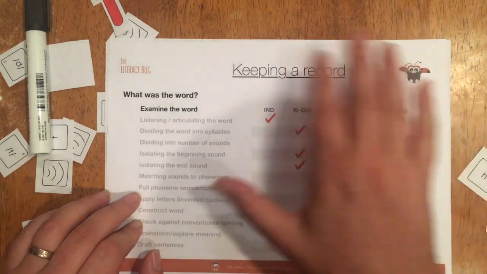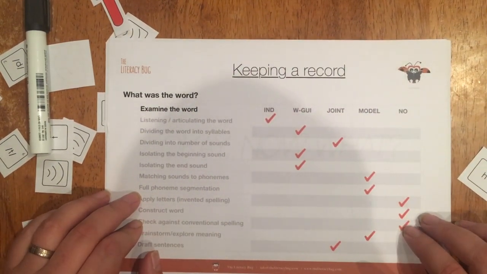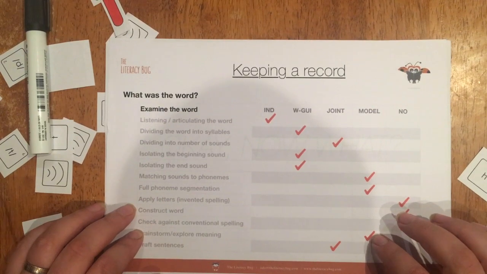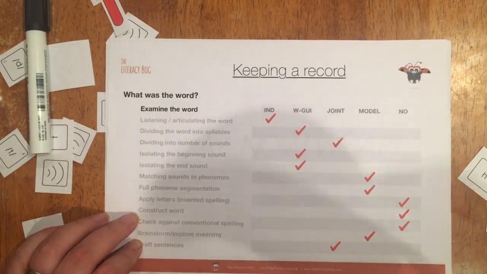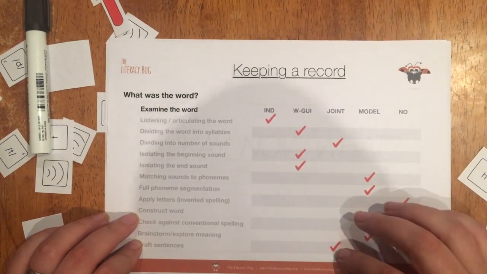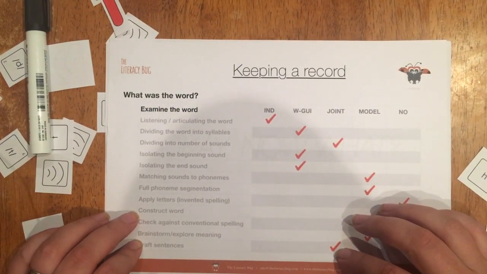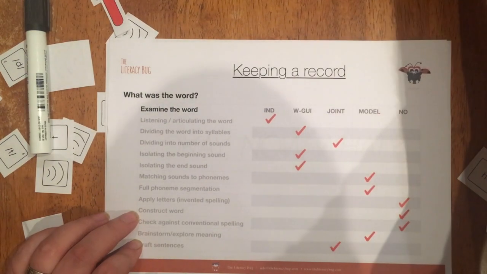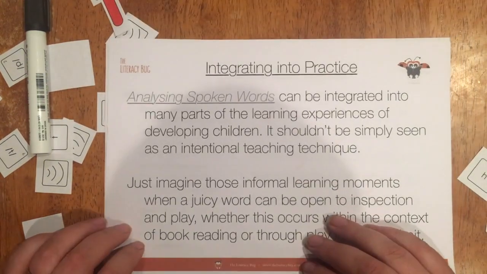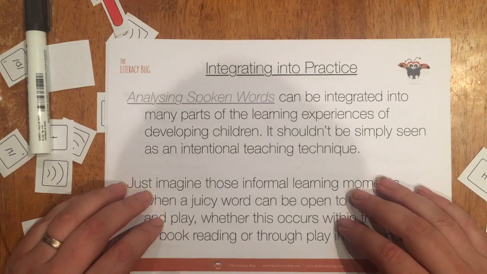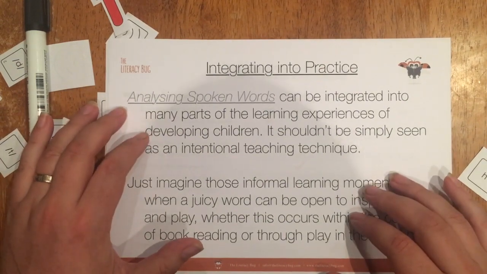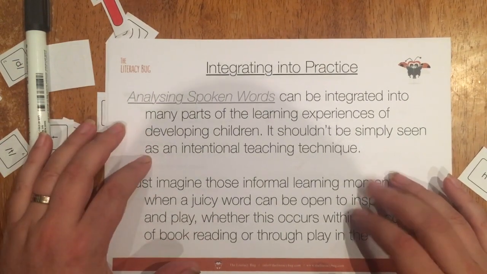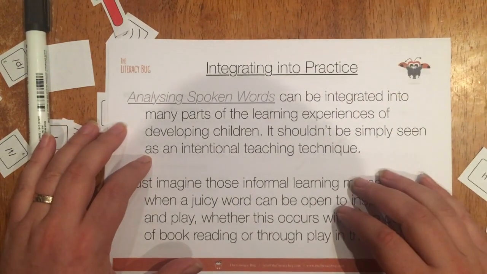So basically, you don't have to do every step with all learners. But I did model out brainstorming meaning, and we did jointly write or talk or say a really good, rich sentence using that word. And so we want to integrate that activity. On one hand, it could be a standalone activity, but analyzing spoken words can be integrated into many parts of the learning experiences of developing children. It shouldn't be seen simply as an intentional teaching activity, as it looks like here.